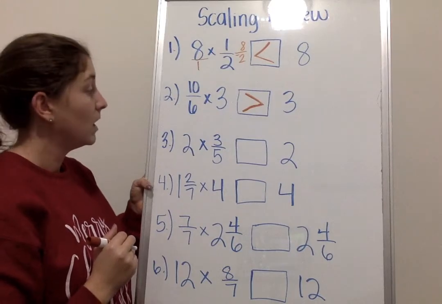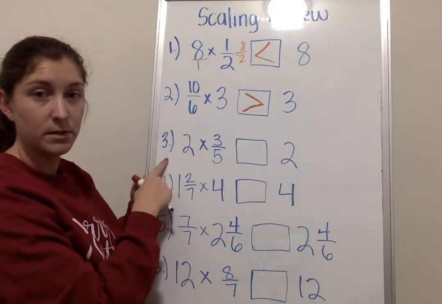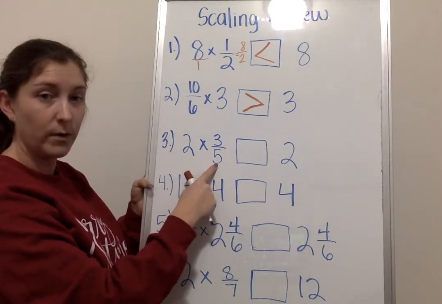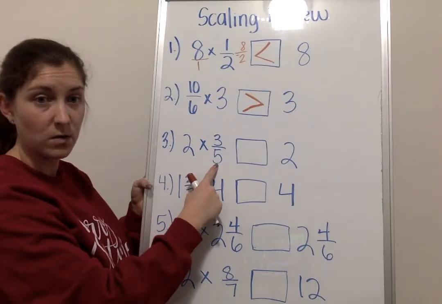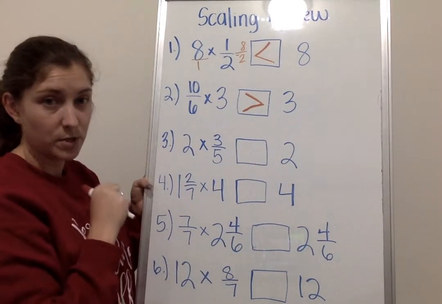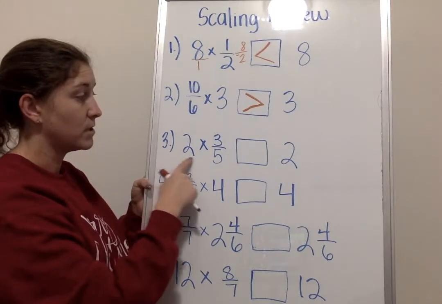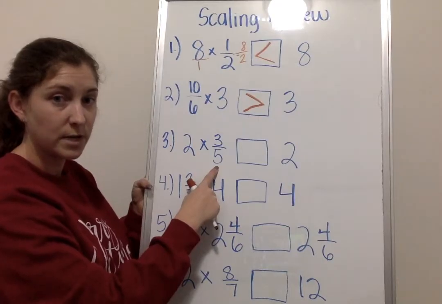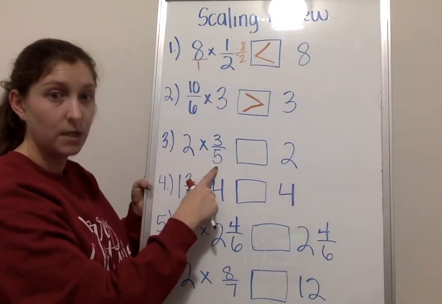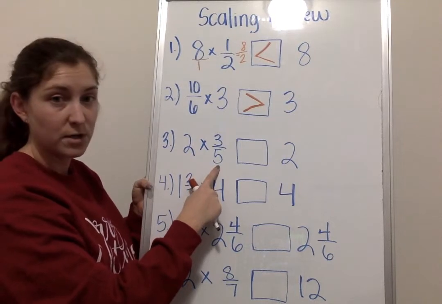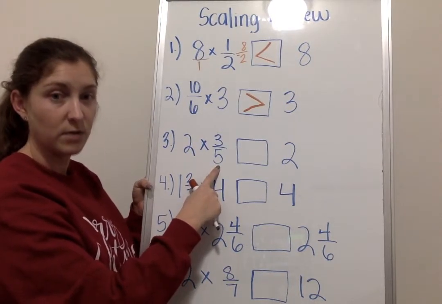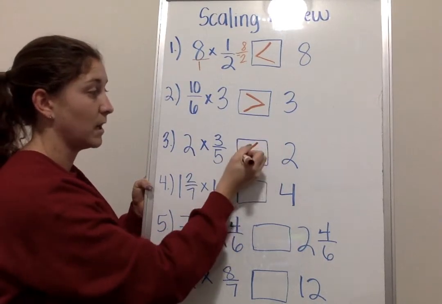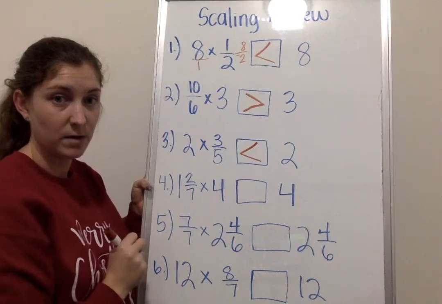Okay? Number 3 is 2 times 3/5. Again, at this point, we all know how to solve this equation. We've probably solved it as a whole class, compared to the whole number 2. If you look at 2 times 3/5, what am I multiplying the whole number by? Is it a proper fraction, an improper fraction, or a mixed number? It's a proper fraction. That proper fraction, 3/5, is greater than, less than, or equal to 1? It is less than. Good. So therefore, I'm going to put the less than sign there in that box.